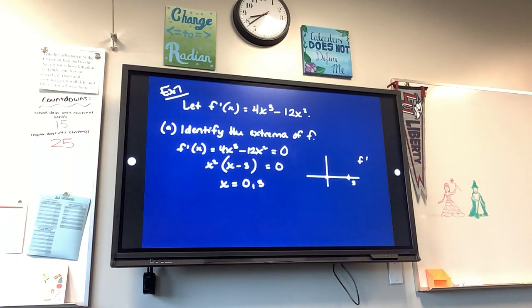Looking at the graph of f prime, how many legs does it have? 3. And how does it finish? It finishes up, so it's going to be down, so it's going to be some kind of shape like this, yes?